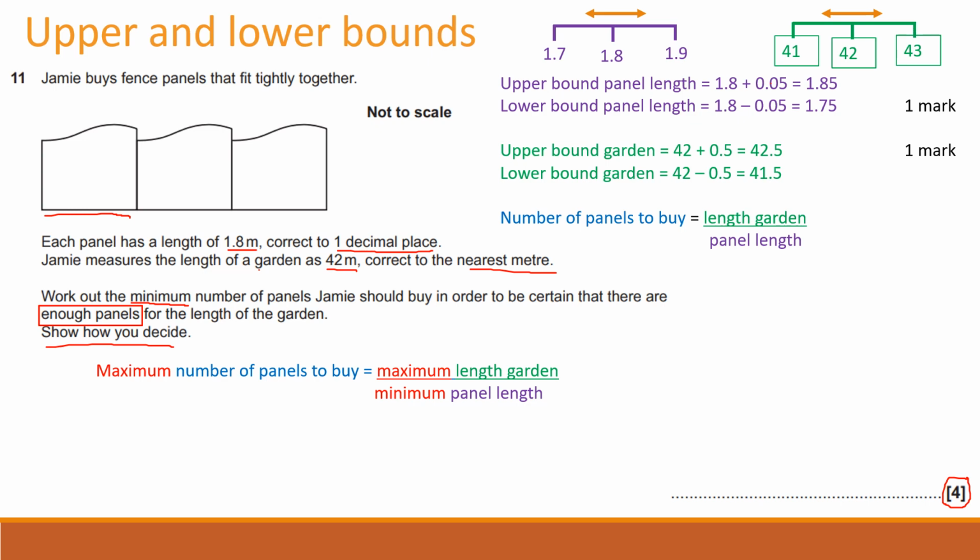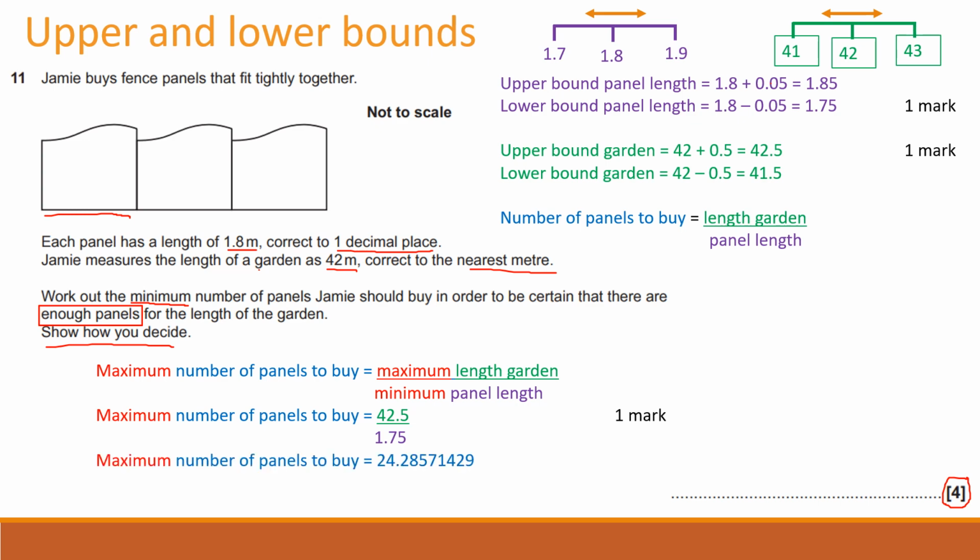So to find the maximum number of panels, we need the maximum length of the garden divided by the minimum length of the panel, because when you divide the maximum by the minimum length, that will give me the maximum number of panels in this case. So I'm going to replace the maximum length with 42.5, and I'm going to replace the minimum length with 1.75, which gives me 1 mark.